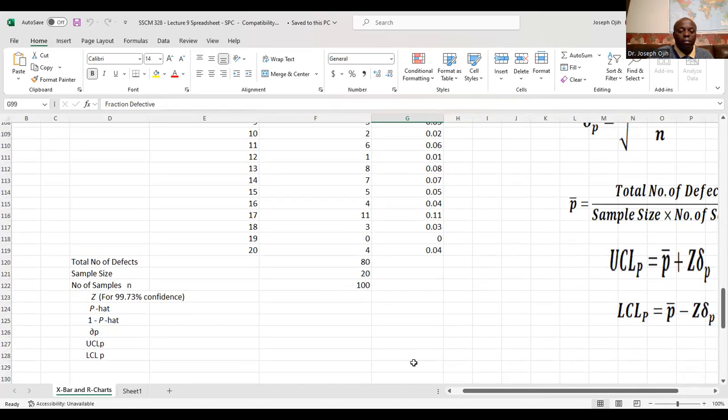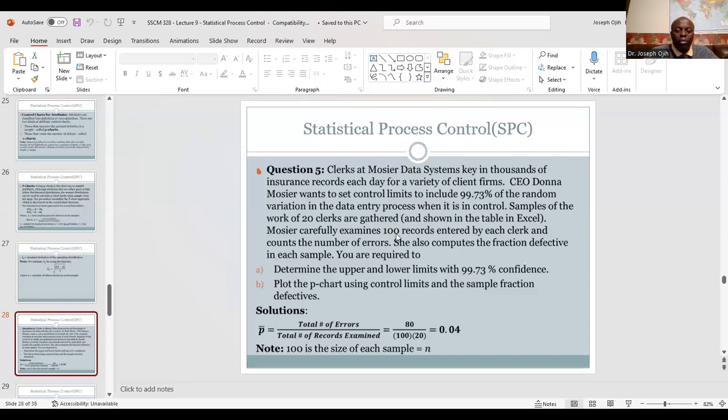The question says Mozilla carefully examined 100 records entered by each clerk. So a sample of 20 clerks, then 100 records entered by each clerk, and counted the number of errors. She also computed the fraction defective in each sample. You are required to, A, determine the upper and lower limits with 99.70% confidence, and then plot the P chart using the control limits and the sample fractions of defectives.